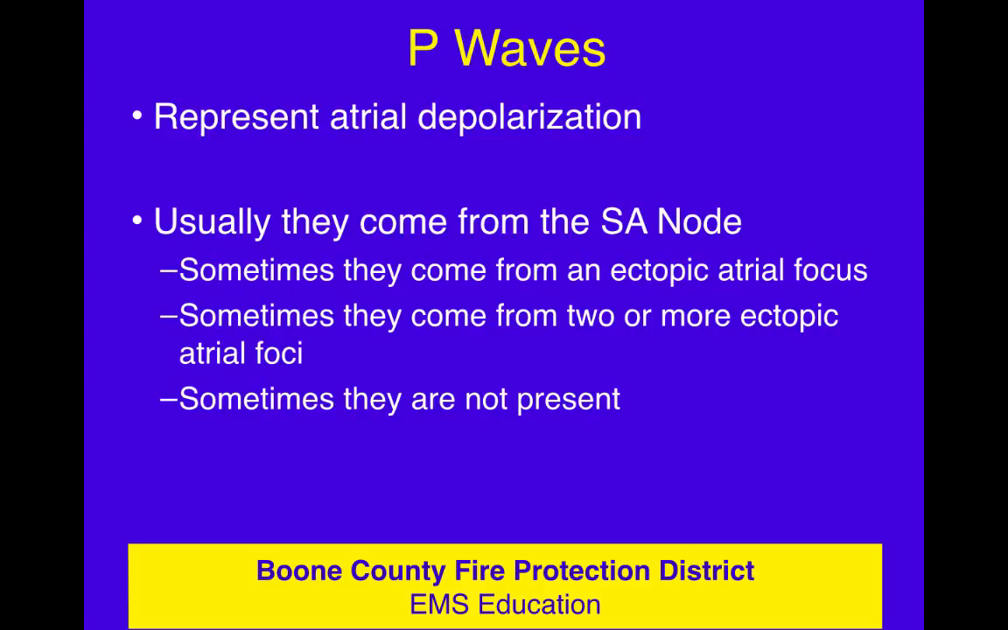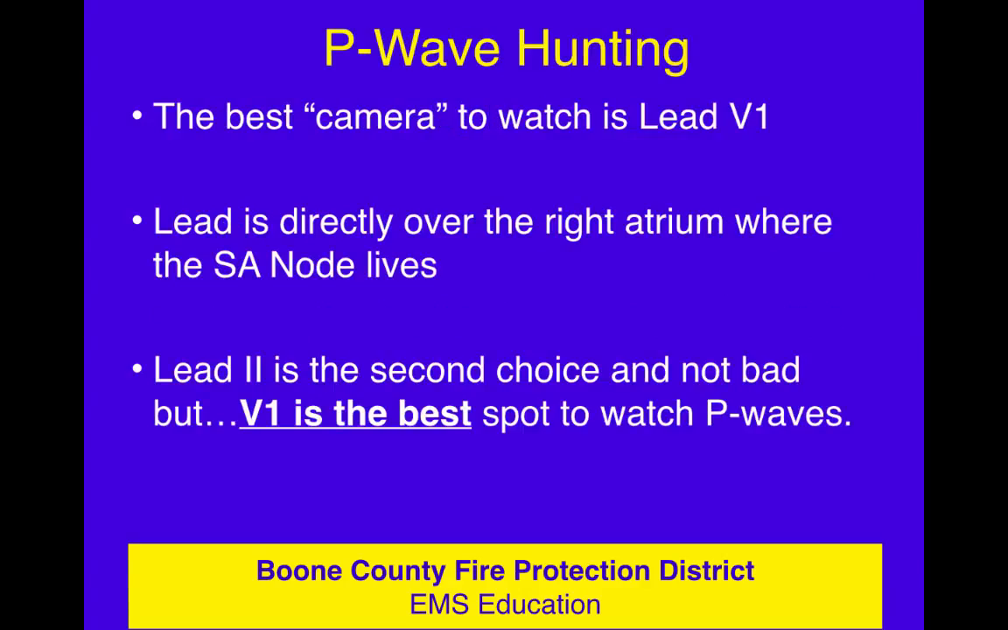Remember that the P wave represents atrial depolarization, so that's an electrical event, and we believe that that event is associated with atrial contraction, a mechanical event. Where do P waves come from? Well, we want them to come from the SA node. Sometimes they come from other places, but we really want them to come out of the SA node, the sinoatrial node. Sometimes they come out of an ectopic atrial focus, which is an extra focus. It's not the SA node. It's some site in the atria that fires. Sometimes more than one of those ectopic atrial foci are firing. Sometimes there's no P waves at all.